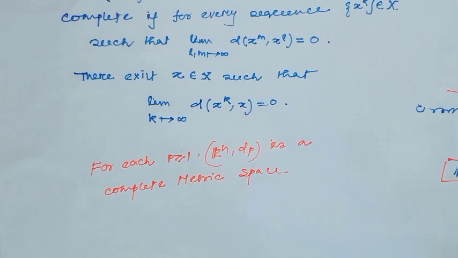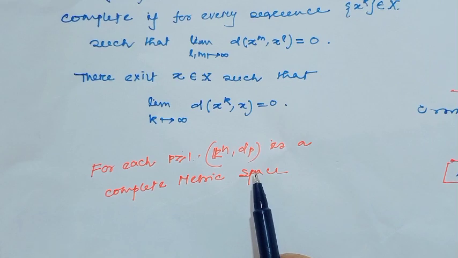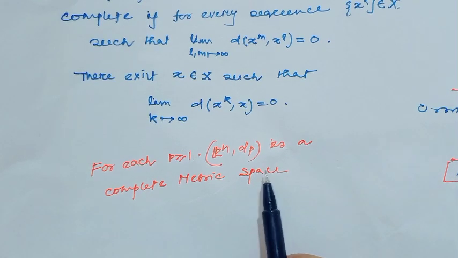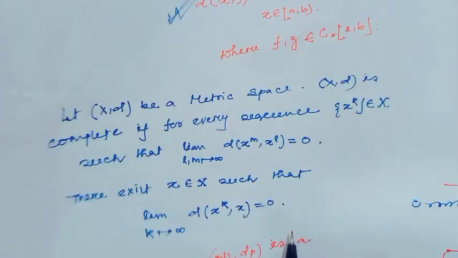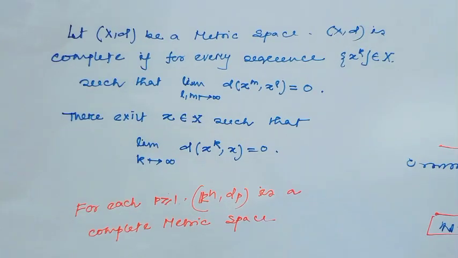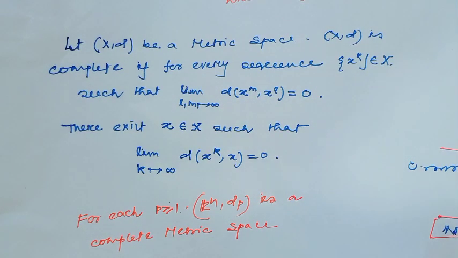At first I will show that for each p greater than or equal to 1, R^n with the dp metric is a complete metric space. For this, just recall what a complete metric space is. Complete means every Cauchy sequence is convergent here.